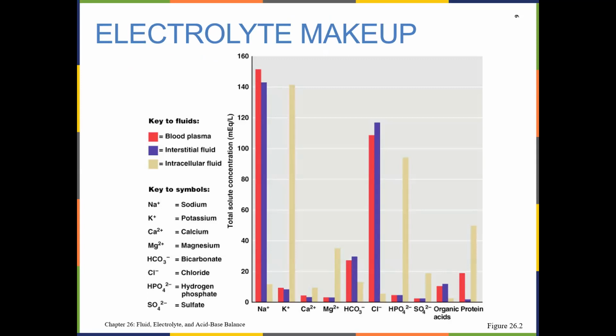Sodium is high in the plasma, in the interstitial fluid, and low in the intracellular fluid. Potassium is low in the plasma and the interstitial fluid, but high inside the cells. Chlorine is high in the plasma and the interstitial fluid and low inside the cells. We see phosphate over there, HPO4, is low everywhere except inside the cells. So the electrolytes we're paying attention to are going to be the sodiums and the potassiums.